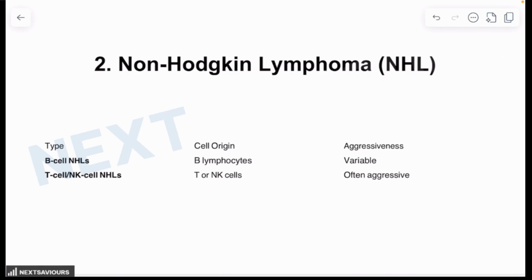We are talking about the first session, that is to categorize the question into whether it is about the Hodgkin's or the non-Hodgkin's. Now, as you know, non-Hodgkin's lymphoma could be of B cell, B lymphocyte origin, or from the T lymphocyte origin, or the NK cell origin.